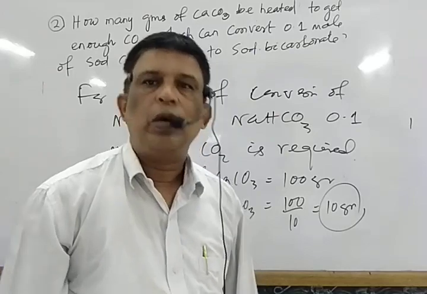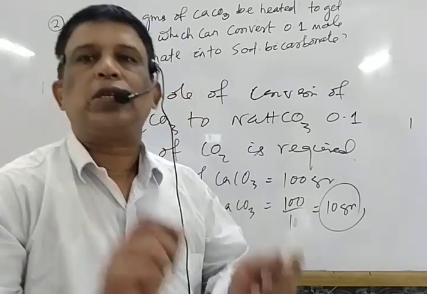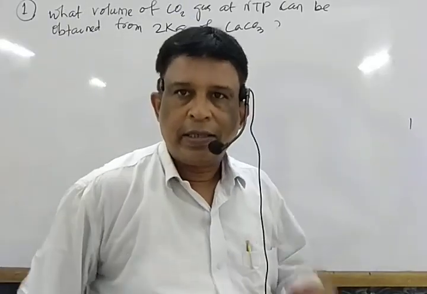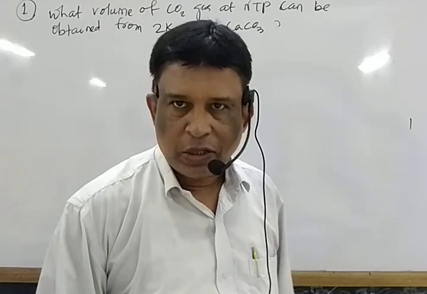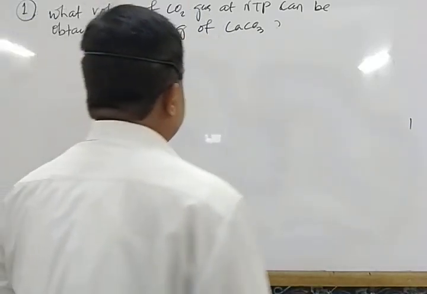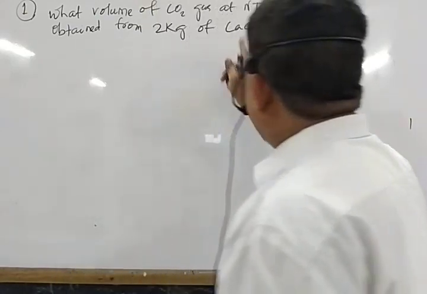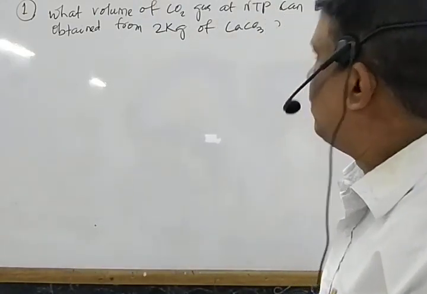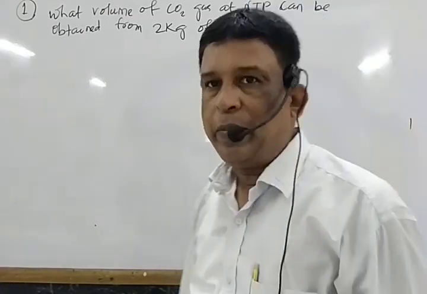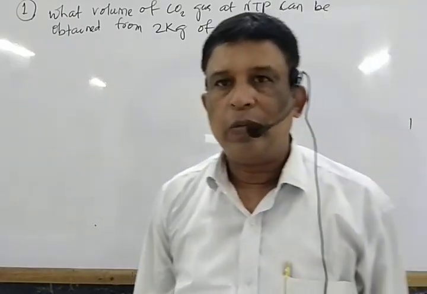Now transfer to phase 2, that is, problems based upon mass-volume relationship. Mark the next question. What volume of carbon dioxide gas at NTP can be obtained from 2 kg of calcium carbonate? Again, what volume of carbon dioxide gas at NTP is obtained from 2 kg of calcium carbonate?